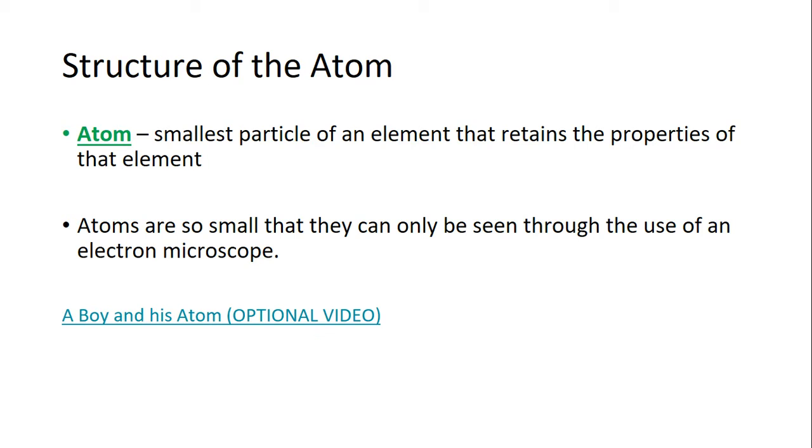If you're interested, there is a really short, very cool little movie called A Boy and His Atom made by IBM. You can look it up on YouTube, and even the making of it is quite interesting, how to manipulate individual atoms. It was quite an achievement when it was done.